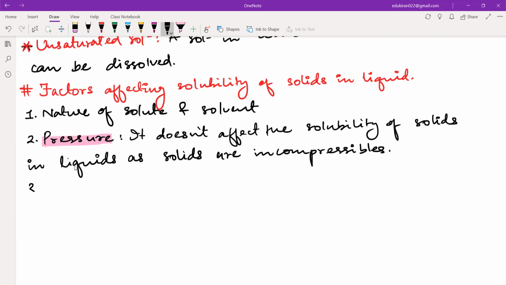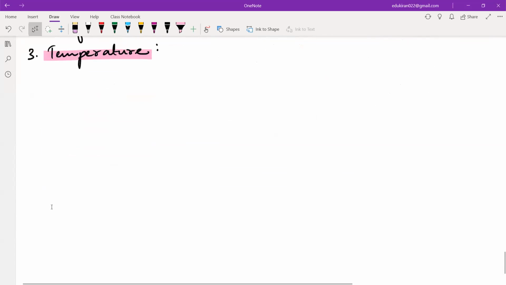Now the third point is about temperature. If you have written till pressure, then it's fine. If you have not written till pressure, then it's fine. It will not be fine if you start writing now. For now, please stop writing. Don't write anything else. Just listen to whatever I'm explaining.